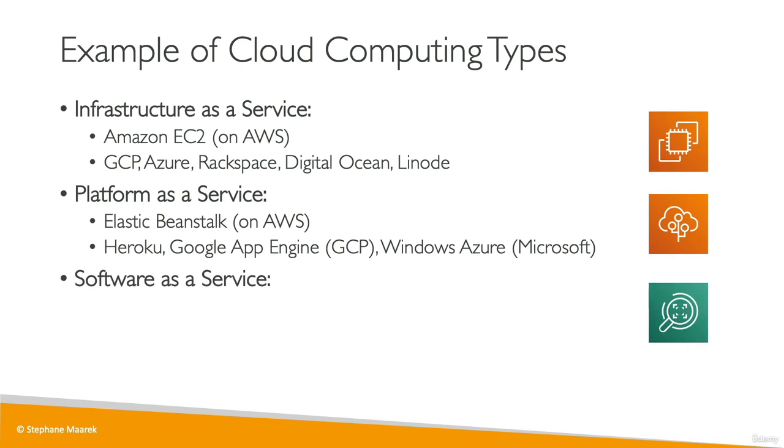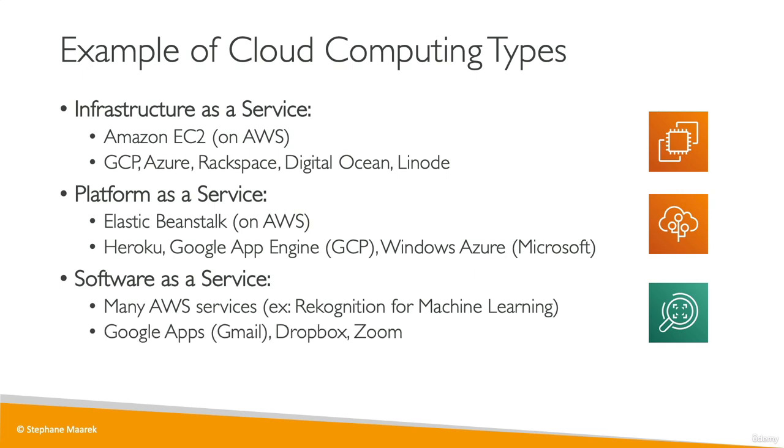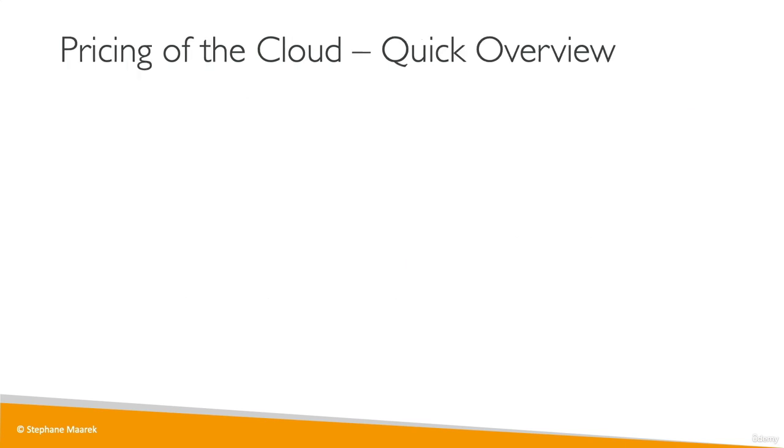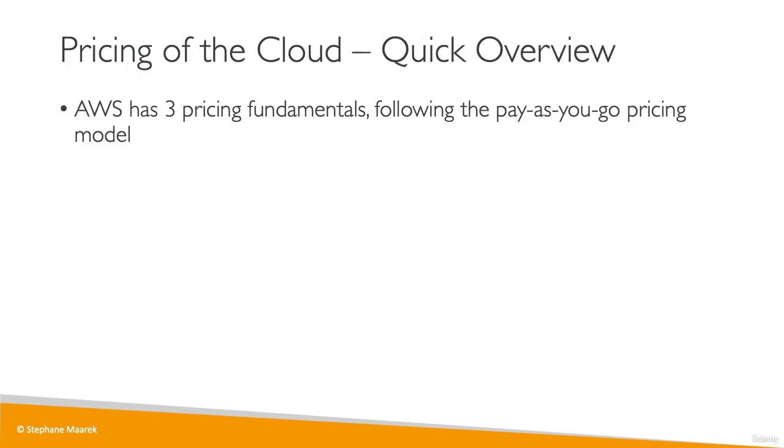For Software as a Service, we'll also have this on AWS that represents many services of AWS, for example, Rekognition, when we want to do some machine learning. But we've been using it as well in the real world with Google Apps such as Gmail or Dropbox or Zoom for your meetings. So the clouds have different flavors, but one thing in common is that the pricing is very different from what you know.